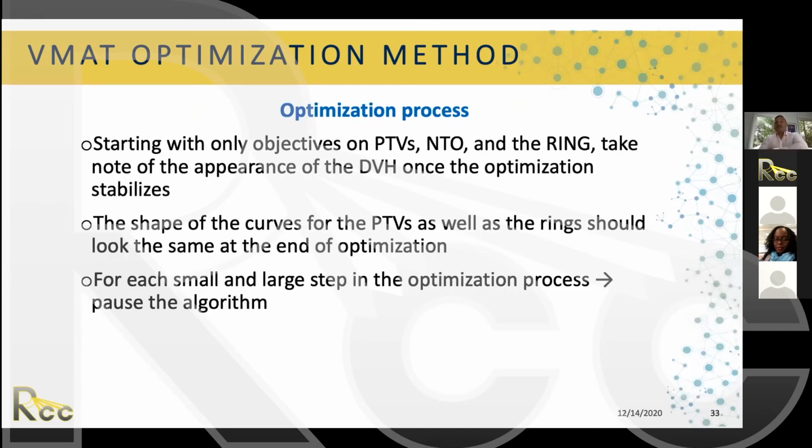So basically, these are the starting objectives: the PTVs, NTO, and the rings, and you're gonna constantly be making sure that you check how the DVH looks for those structures while you're optimizing. The shape of the curves for the PTVs as well as the rings should look the same at the end of the optimization. That's basically your main objective. At the very end, we should still keep the same shapes. For each small and large step in the optimization process, it's better to pause the algorithm, do the optimization, keep going, but pause the algorithm to do it.